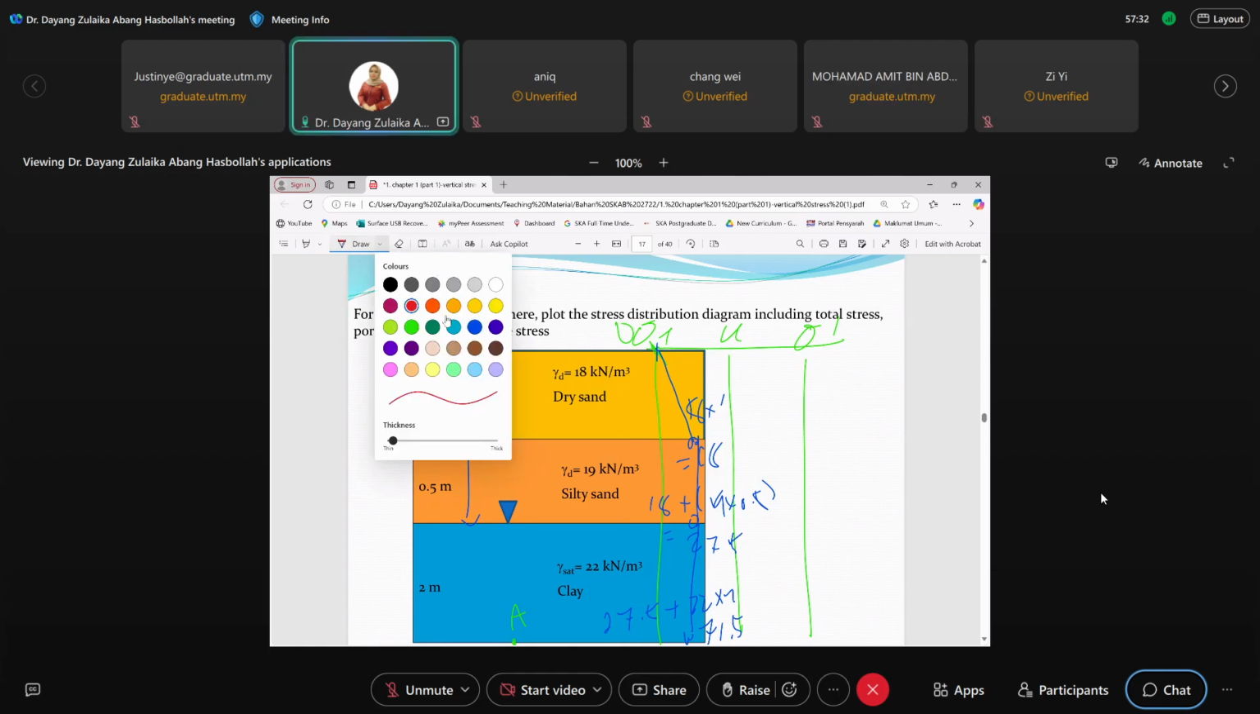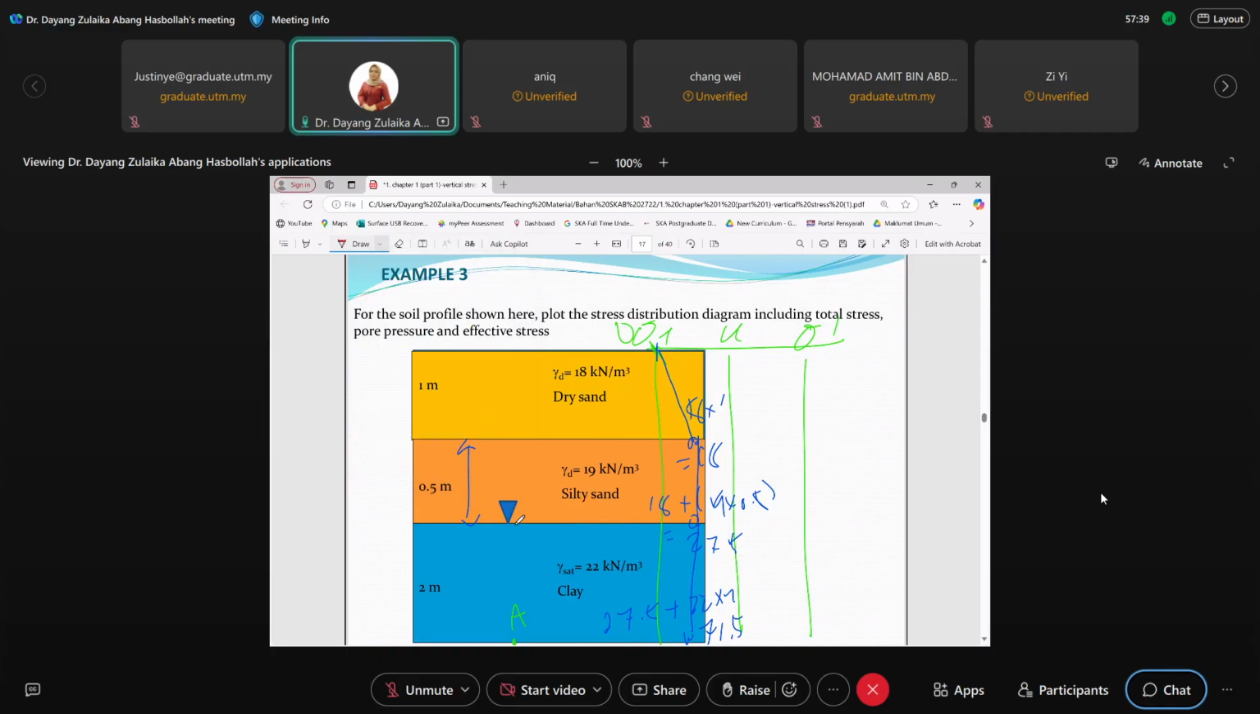Next, for pore pressure. If you see the diagram here, our water only starts at this level. So from this level until the last one, it is 9.81, this is the unit weight of water, times 2. So we have 19.62.